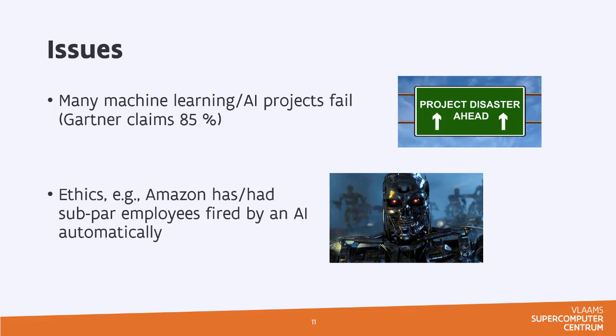And of course, there is also an ethical point of view. For instance, Amazon has had to close down a program by which they automatically fired employees that were not performing according to whatever criteria they had, and that was done by an AI. No human intervention, they just got sent an email: goodbye, thanks for your support. That was ethically not acceptable, and they had to close down that program. There are many ethical issues, and of course it's an active area of research.